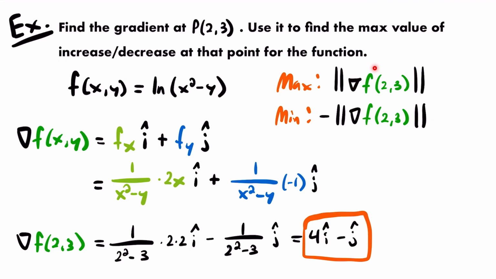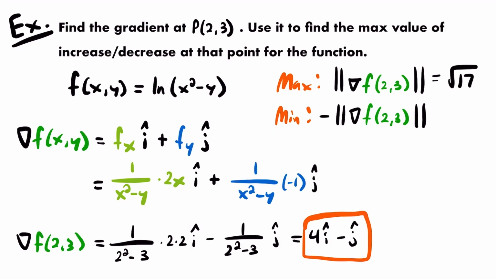Remember that the magnitude of a vector is just equal to the square root of the sum of its components squared. So this will be equal to the square root of 4 squared plus negative 1 squared. And 4 squared is 16, negative 1 squared is 1. So 16 plus 1 is 17, giving us that the magnitude is the square root of 17.